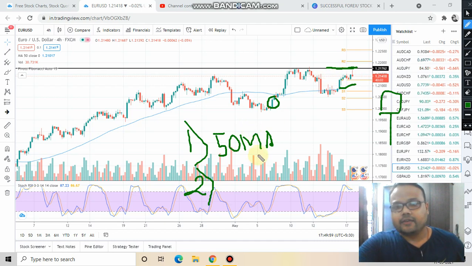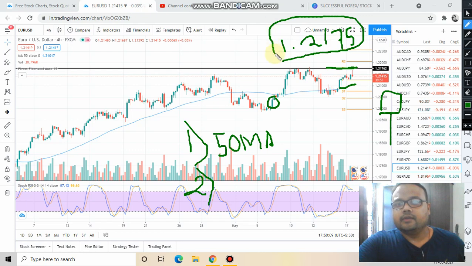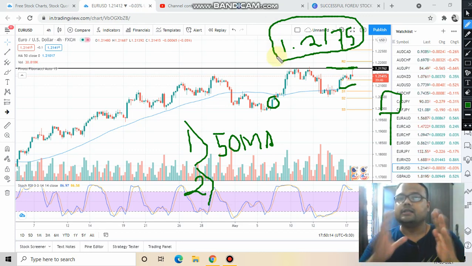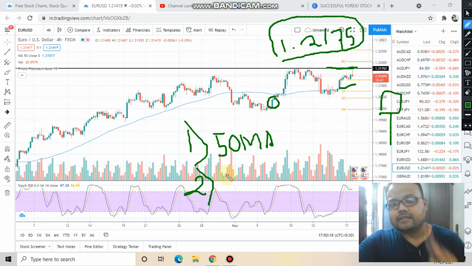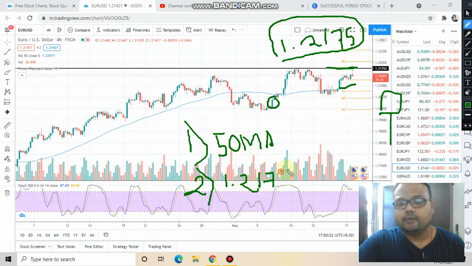Okay, so the second trading opportunity is, let the market cross this particular level, 1.2175. Though the market is in an uptrend, it will still be facing some trouble in this chart. I'll be showing you, but remember, if the market crosses this level, 1.2175, then you'll be getting a buying opportunity.